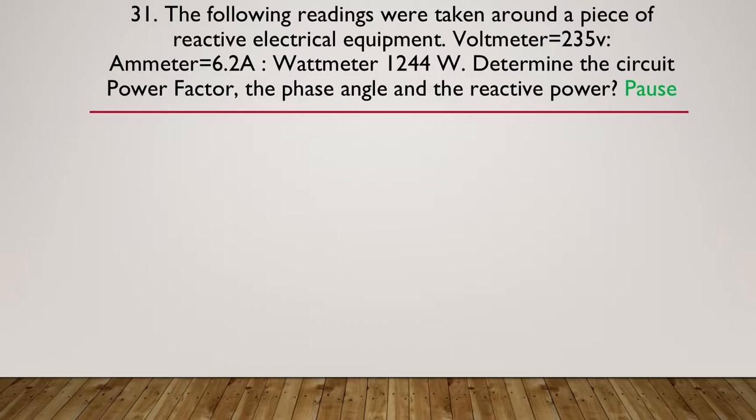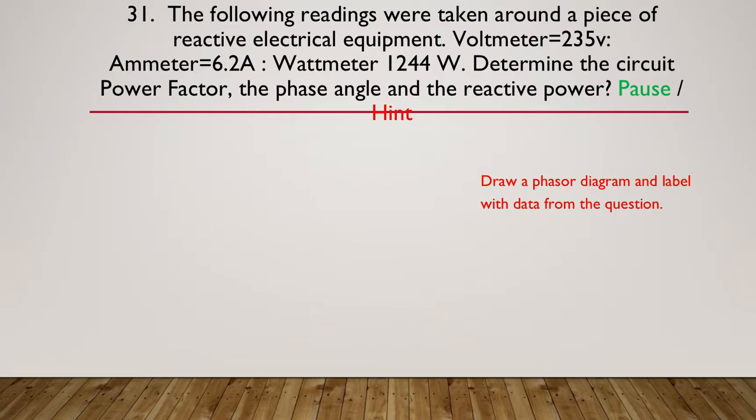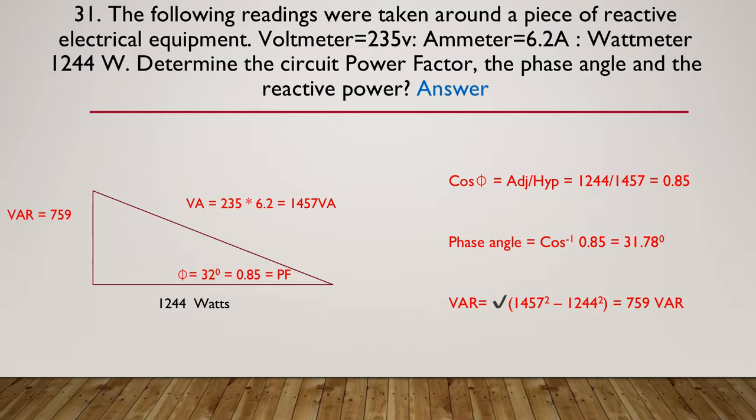Well, welcome back to our last question. So what's going to be the hint? So here's the hint. Again, draw a phasor diagram, label it with the data from the question, and then answer it. So again, draw the phasor diagram, label it, put the data into the diagram, and then calc. All right, hopefully you've got to the right answers. So let's have a look at what those answers are. So here are the answers.